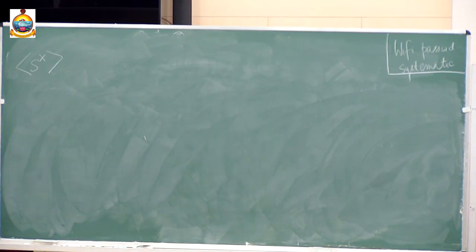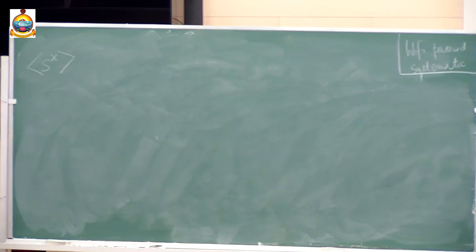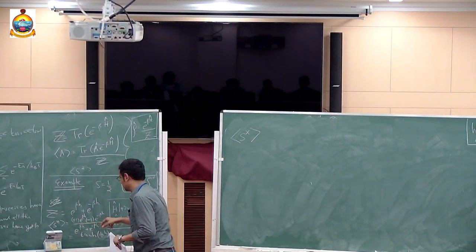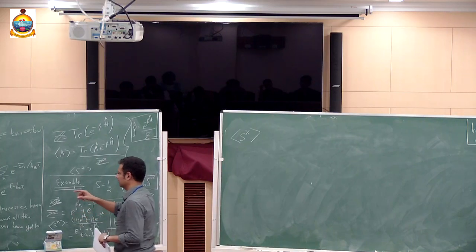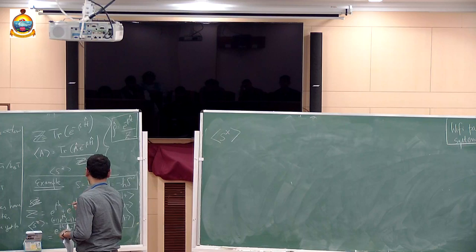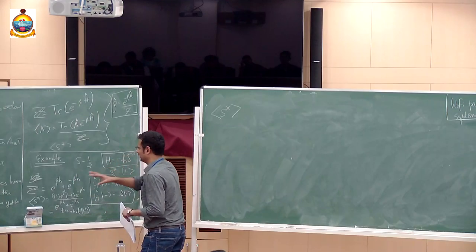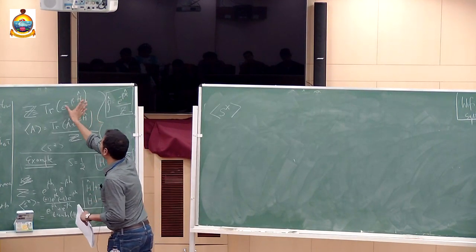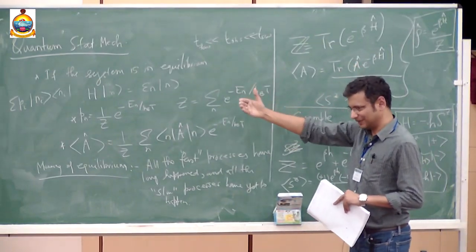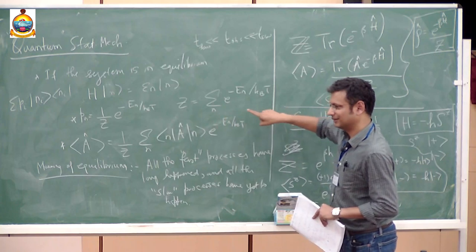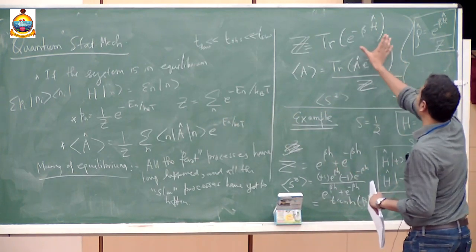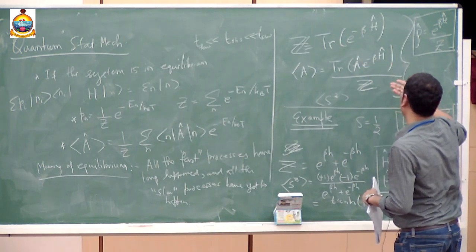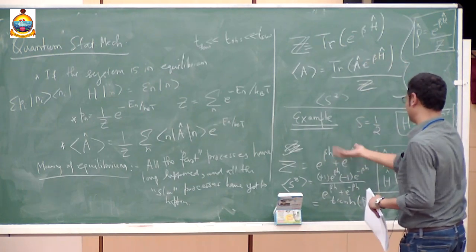Sorry, what? Oh, here? This one? Oh, I see. Thank you for asking that. Okay. See, as I said, if you think of this trace in the energy eigenstate basis, then it simplifies to this. Right? Another way of saying this is, if you think of this operator in the energy eigenbasis, it's a diagonal operator. And then you just take the sum, and that's your trace, and you're done.